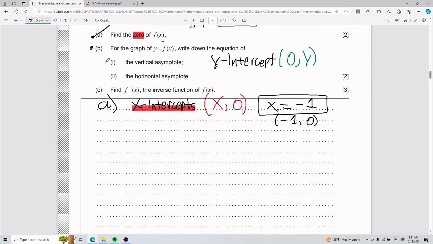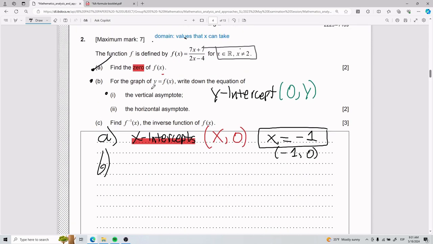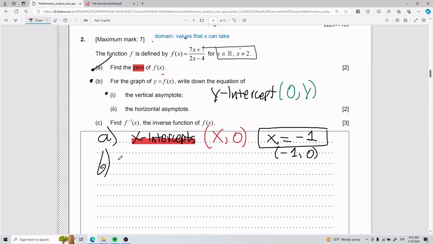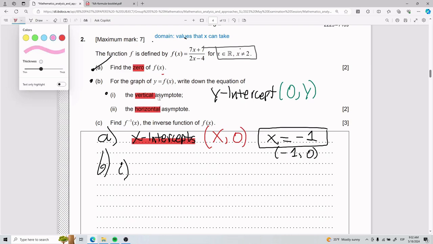For part B, they tell us that for the graph of y equals f of x, which is basically just this, write down the equation of, first of all, the vertical asymptote. Now, there's a lot of buzzwords here. On the one hand, you have vertical, on the other hand, you have horizontal, and then you have this special one, asymptote. Now, what the heck is an asymptote?